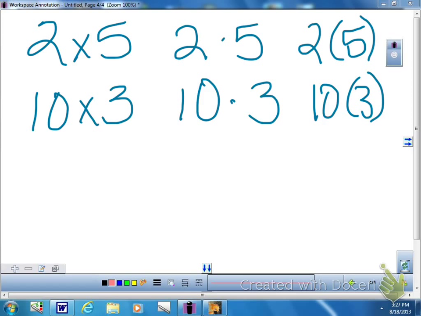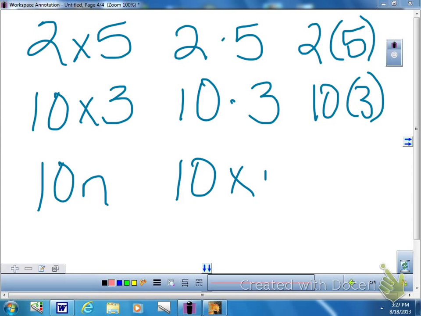Now, like I was saying, if we use a variable, a letter, and say instead of 10 times 3 it's 10 times n, we're going to write 10n. When we see the number and the letter side by side, we know it means multiplication. This is to keep confusion down. 10 × n is very confusing because x could be a variable instead of a multiplication sign. So we don't use that as a multiplication sign anymore. We want to just put the letter next to the number.